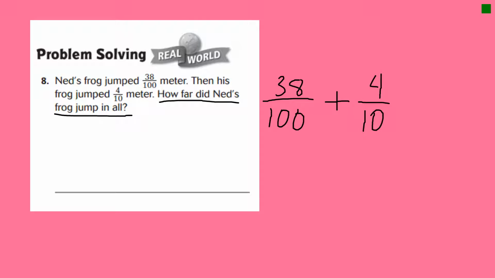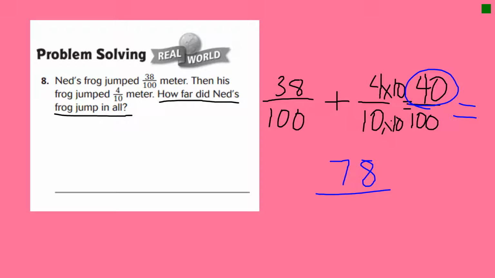Okay, so 4 tenths we have to make into a fraction with 100 in the denominator. All right, times 10 times 10. That's exactly like the one we just did, isn't it? So 4 tenths is equivalent to 40 hundredths. And so 38 hundredths plus 40 hundredths equals 78 hundredths. I just mentally added the tens place and then the 8 plus the 0, right?